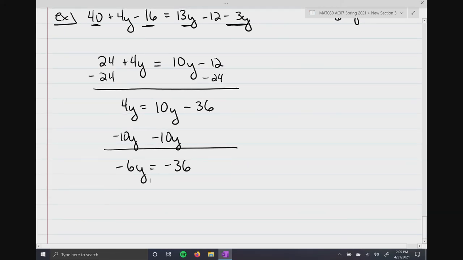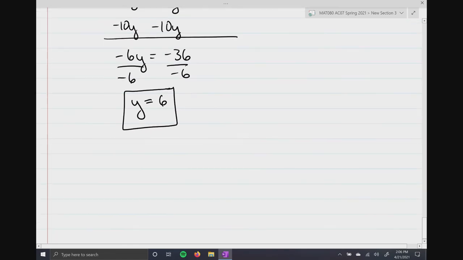Step 5, I divide both sides of my equation by the number in front of the variable. So, a negative divided by a negative is a positive, and 36 divided by 6 is 6. So, CJ, excellent job. How are we looking so far, everybody? Is it pretty straightforward? All right. I'm going to give you some more things to do now. Next example.